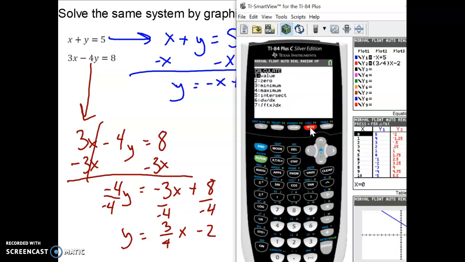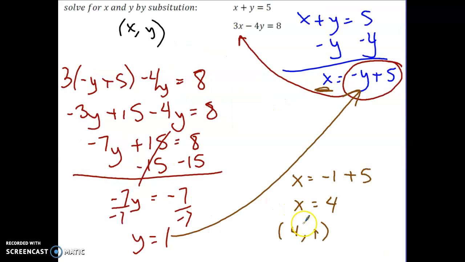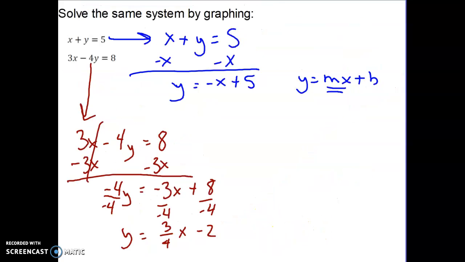All right, and let's see if we can find that point of intersection right there. So second, calculate, go down to number 5. All right, the blue one is my first one, I'll hit enter. The red one is my second one, I'll hit enter. And then when I guess, I'm going to move over there as close as I can using my right and left cursors. My intersection after I hit guess is the point 4, 1, which you remember, that's what we got for our answer, the point 4, 1. Okay, let's move on to the next one.